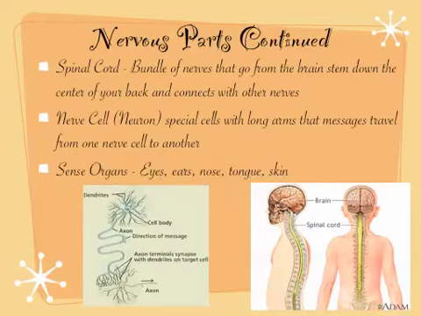The final part of the nervous system are your sense organs. So these are the organs that help you sense and respond to change in the environment. Your eyes, your ears, your nose, your tongue, and your skin are all some examples of sense organs.